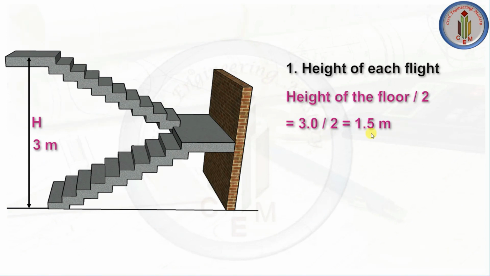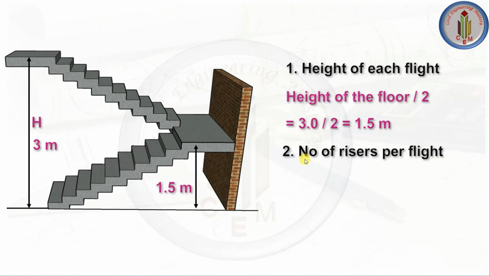So 3 divided by 2, which is 1.5 meter. So we'll be having one flight height of 1.5 meter. This is how you have to calculate the height of each floor. Next, number of risers per flight. Riser is the vertical element. Here, how many risers we have, that we need to calculate.